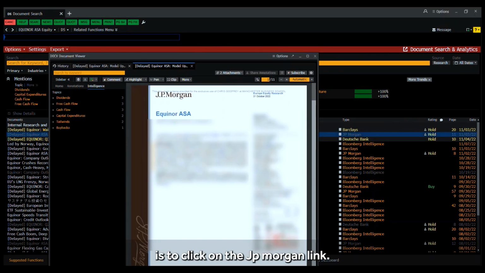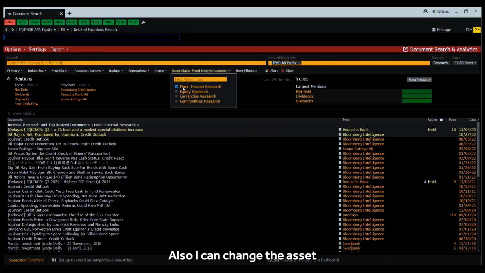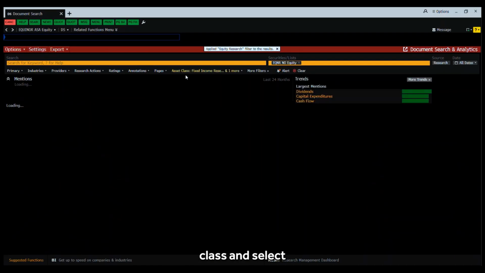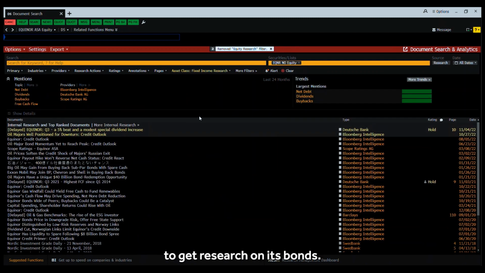What I've done here is to click on the JP Morgan link, and after a while this research report has now emerged in this document viewer window. Of course, also I can change the asset class and select fixed income research instead to get research on its bonds.